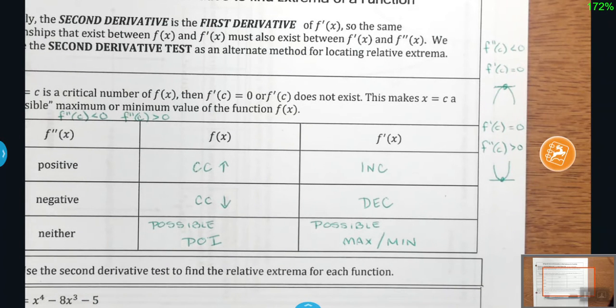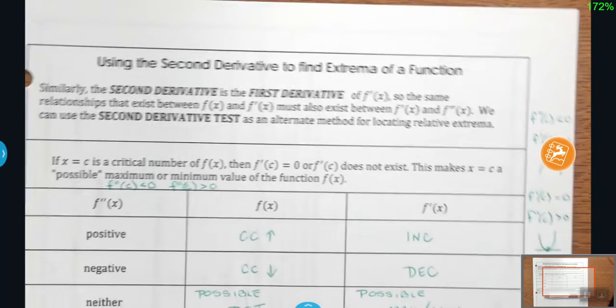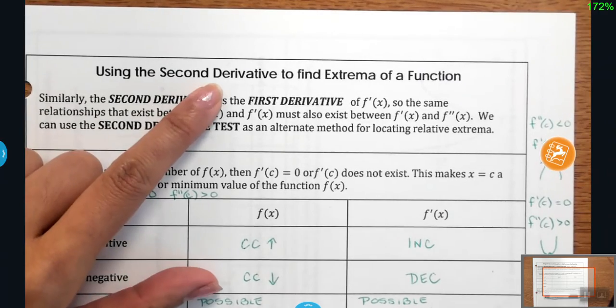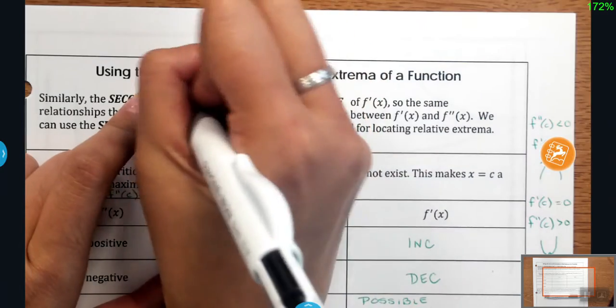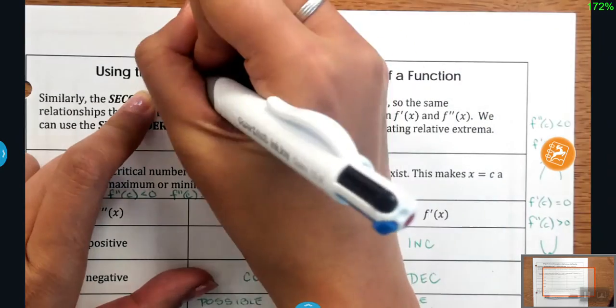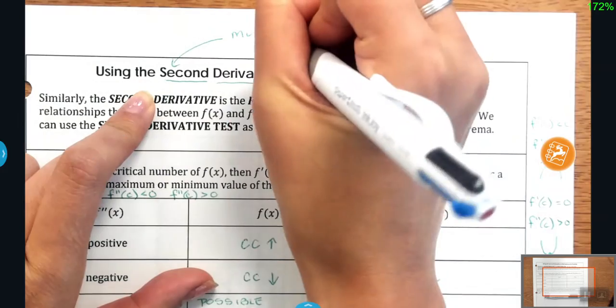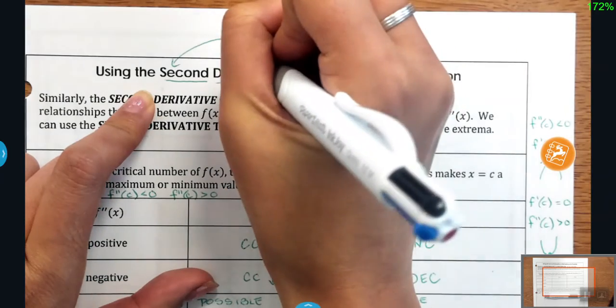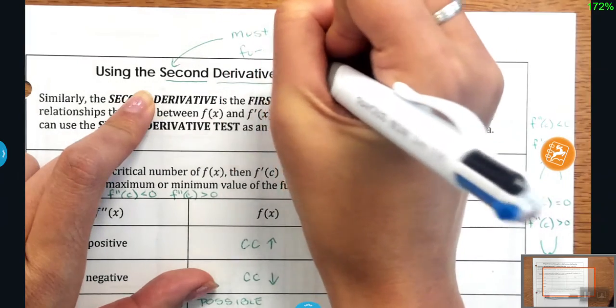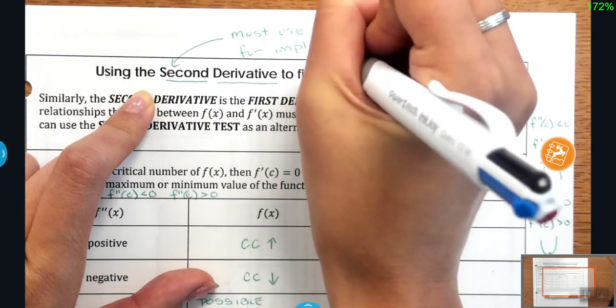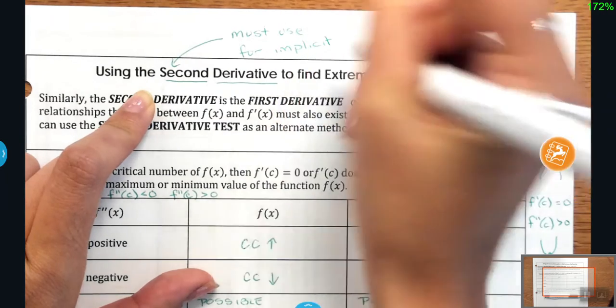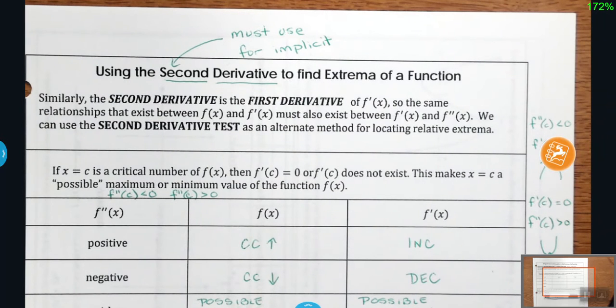Okay, important to note, I don't have this anywhere on the packet, so I should probably put it in there next year. But for the second derivative test, if you're proving maximums or minimums, you must use it for any implicit functions. So you have to use it if you're given an implicit equation. Are you okay with that? Because think about it this way.